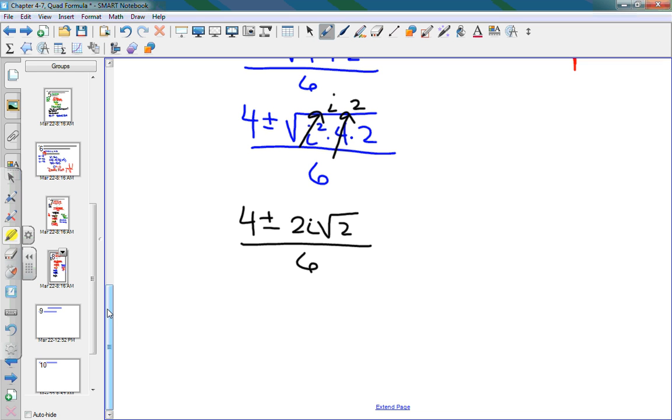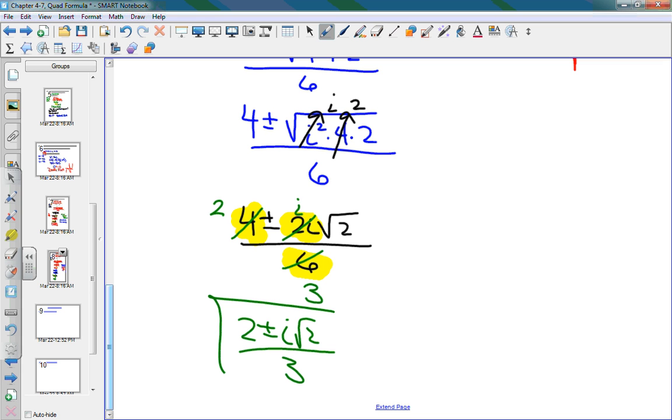So again, I do not look at the square roots. I look at the numbers on the outside of the square root, and I say, do all of those numbers have something in common? And the answer to that is yes, they do. They all have a 2 in common. 4 over 6, that 4 divided by 2 turns into a 2. 6 divided by 2 turns into a 3. And 2 divided by 2 turns into a 1i. So I have 2 plus or minus i square root of 2, all over 3.